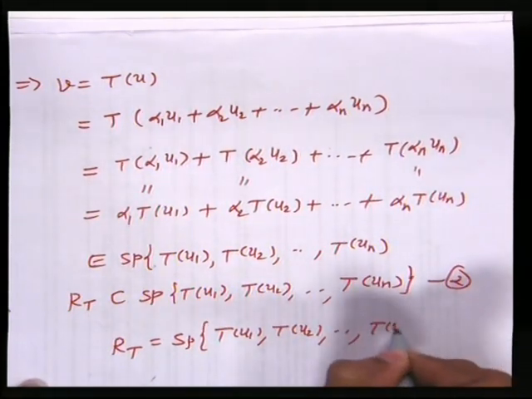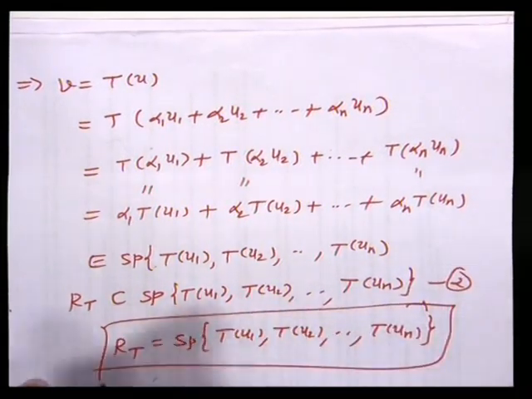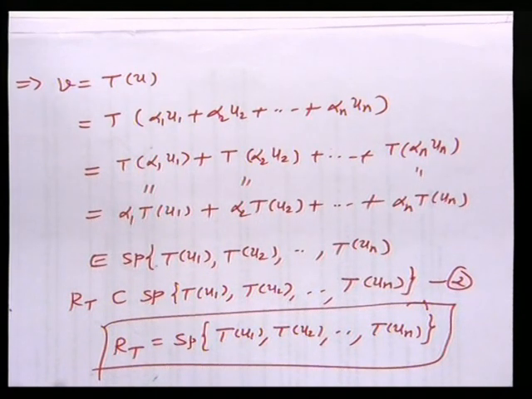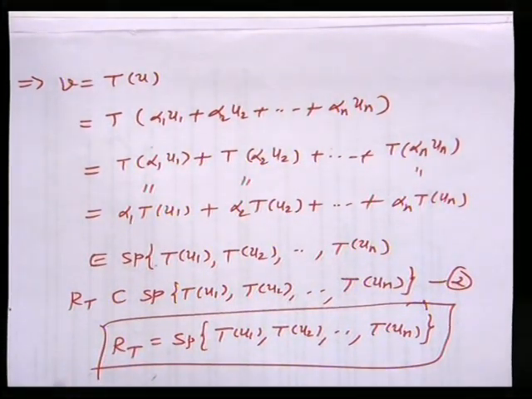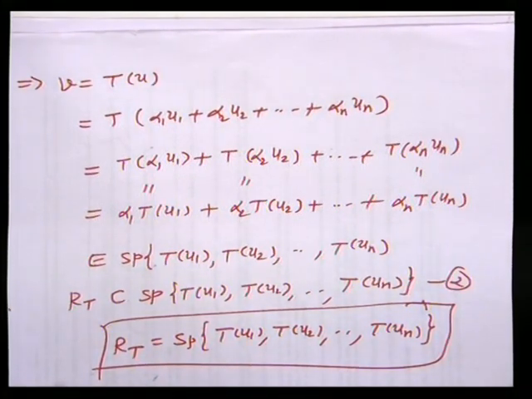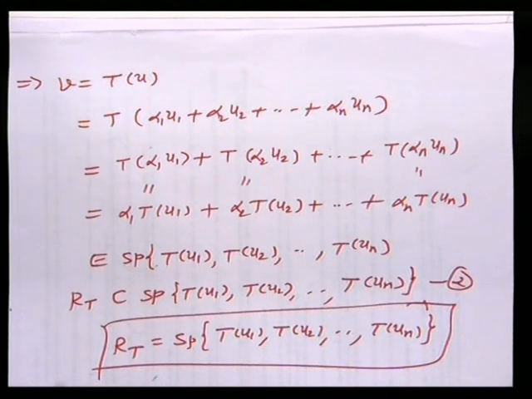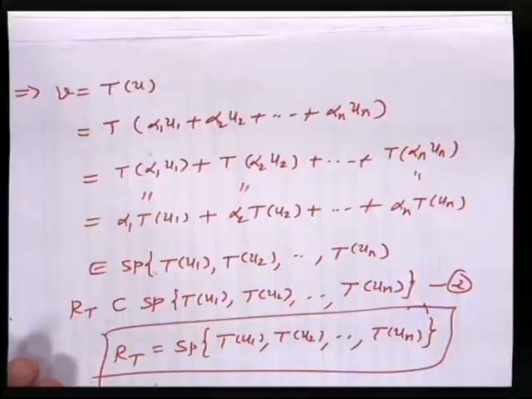This way we have shown that if the domain space U is spanned by the vectors u1, u2 up to un, and T from U to V is any linear transformation, then the range space R(T) is spanned by the vectors T(u1), T(u2) up to T(un) of the codomain space V. We move to the next one.